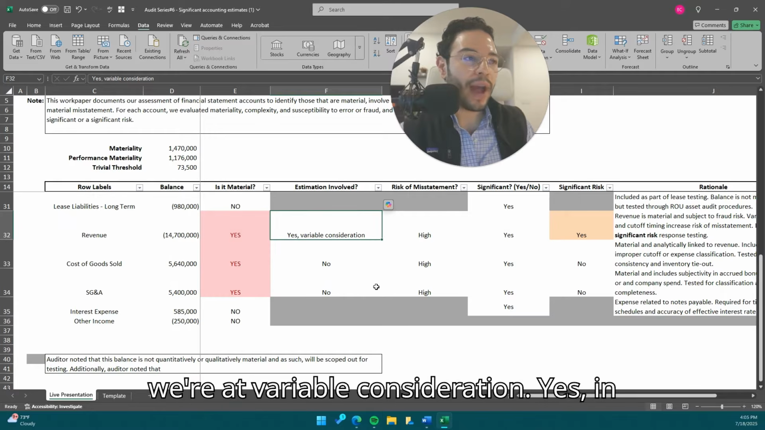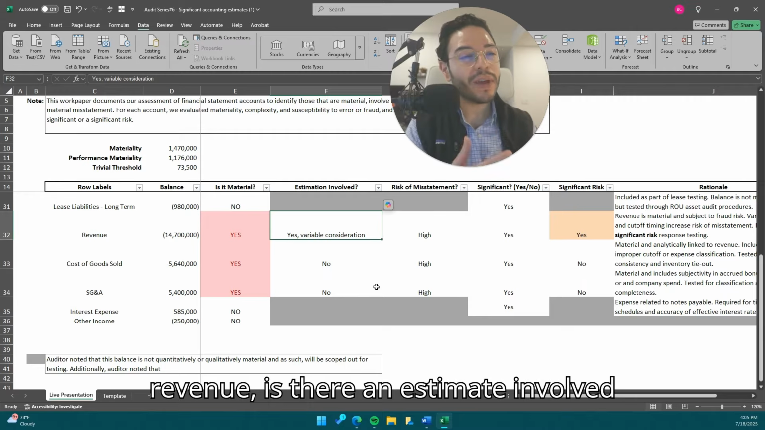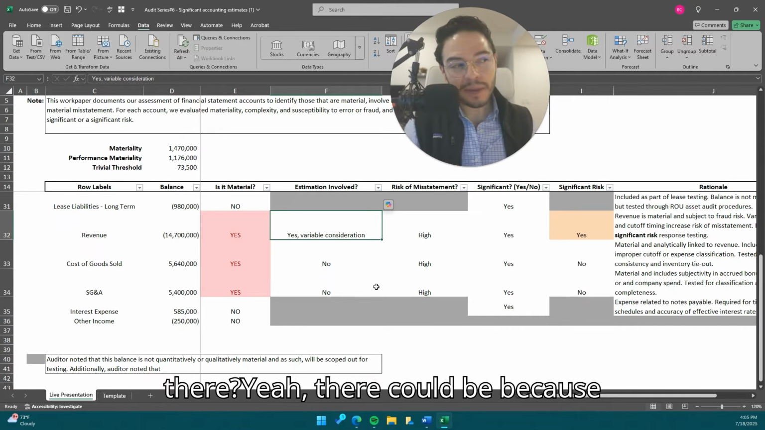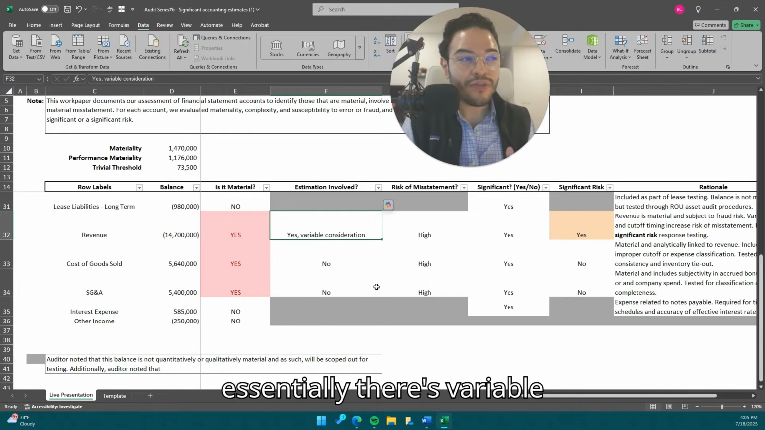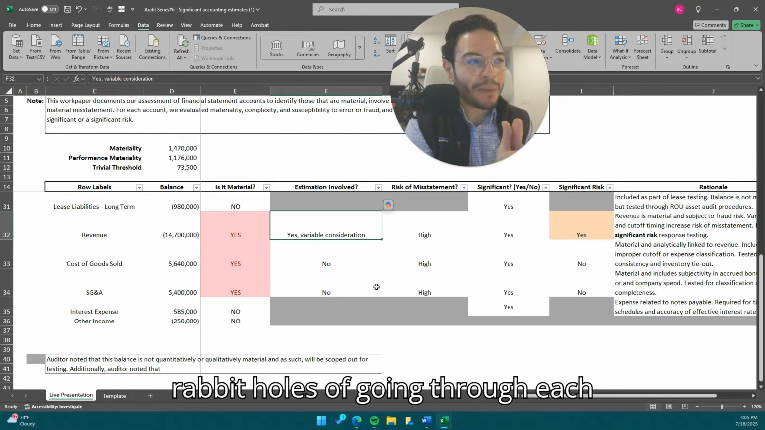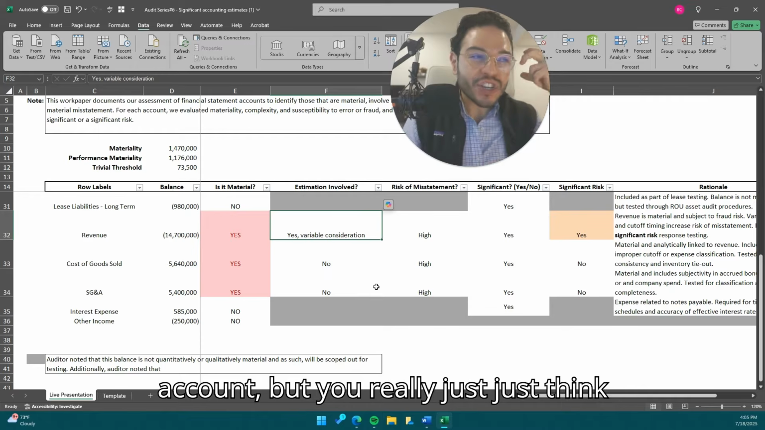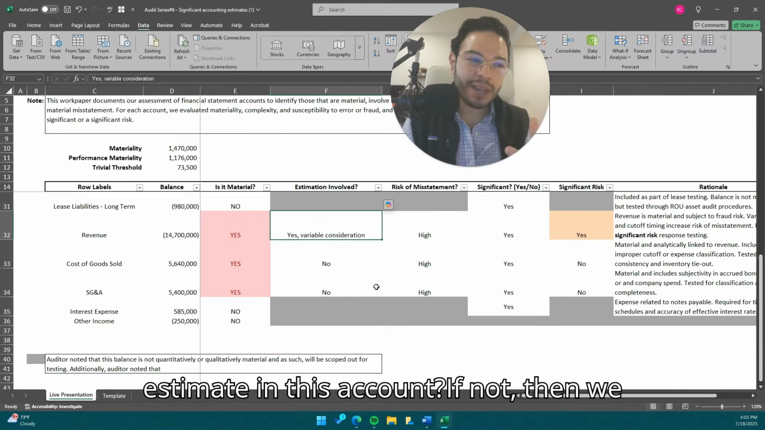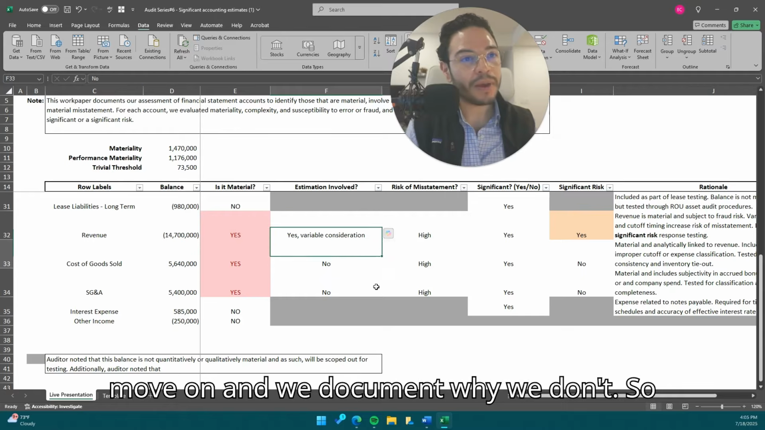So revenue. We're at variable consideration. Yes, in revenue, is there an estimate involved there? Yeah, there could be, because essentially there's variable consideration, right? Again, I don't want to get too technical and go down these rabbit holes of going through each account, but you really just think about it: hey, do we have an estimate in this account? If not, then we move on and we document why we don't.